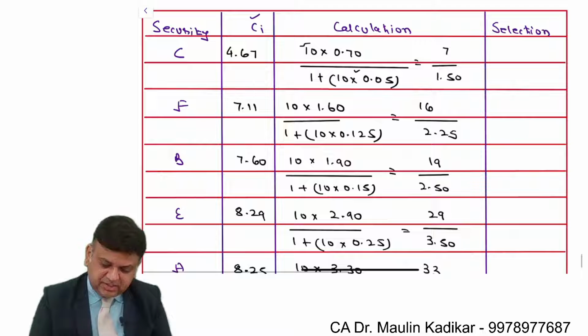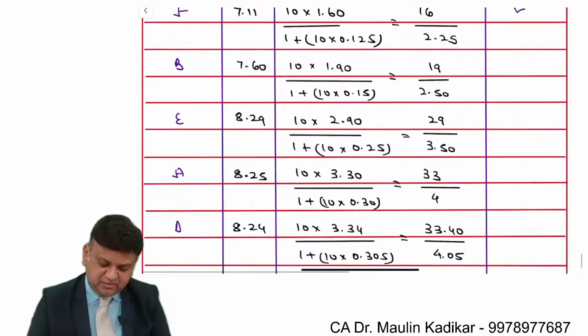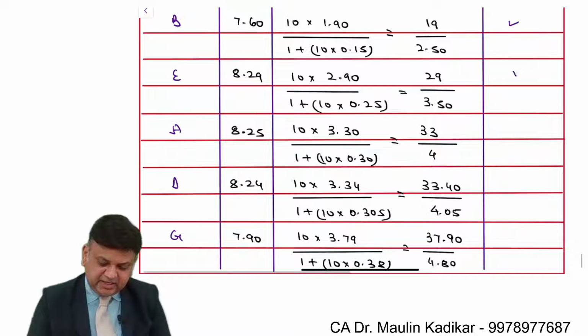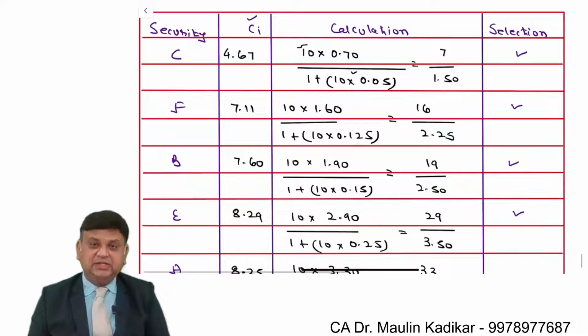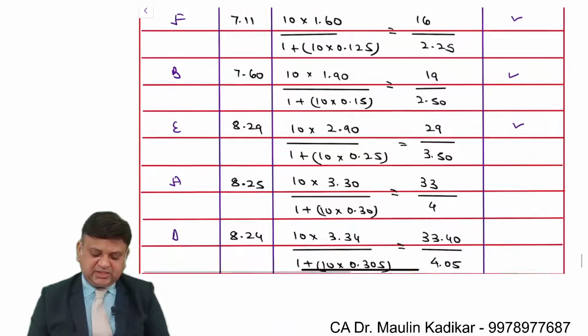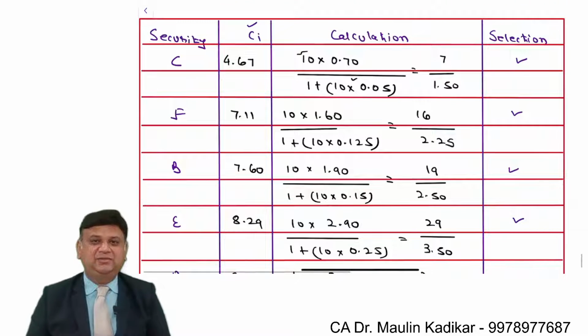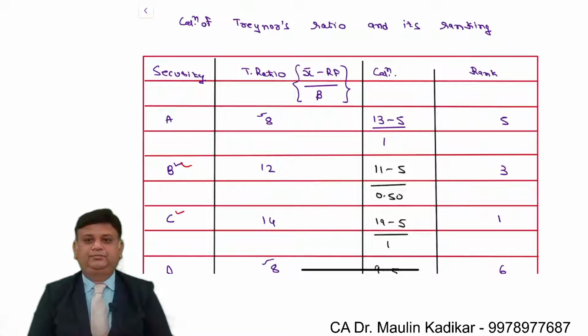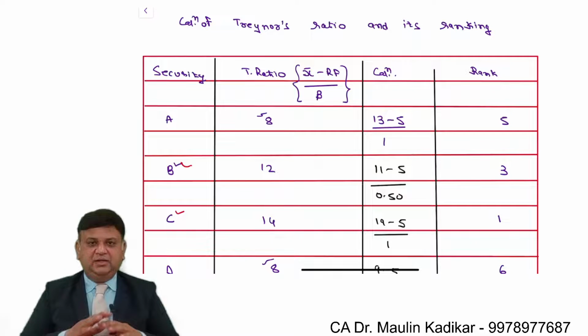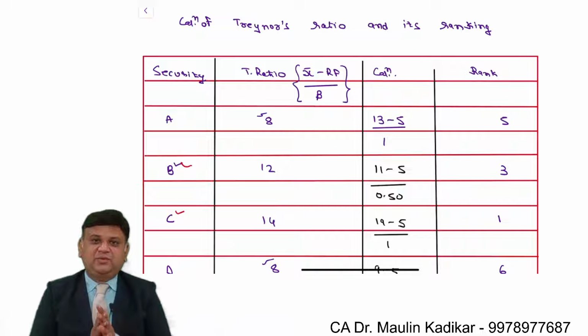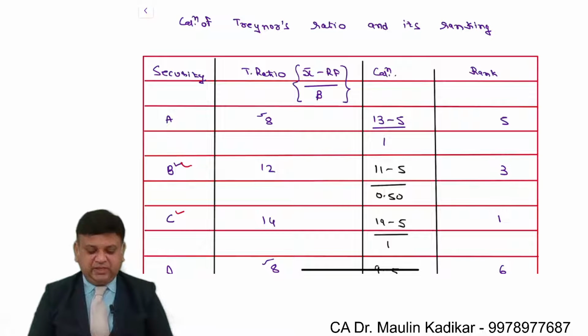The selection, in that we understand that security C is selected, security F is selected, B is selected, and E is selected. These four securities are selected. Remaining securities are not selected. Why? Because value of the CI is falling down. Now friends, you can see the summary of the first part of the question. Yet second part is to be done.